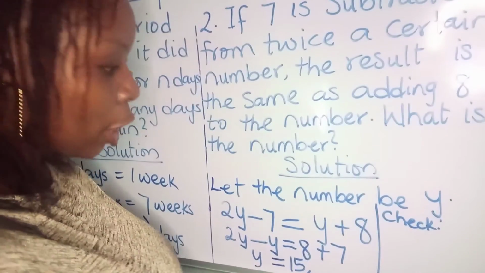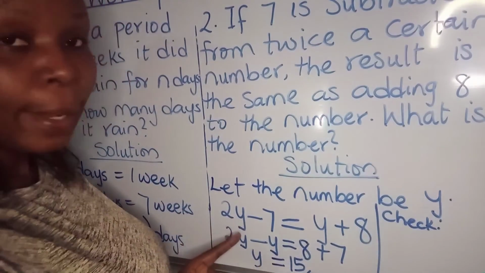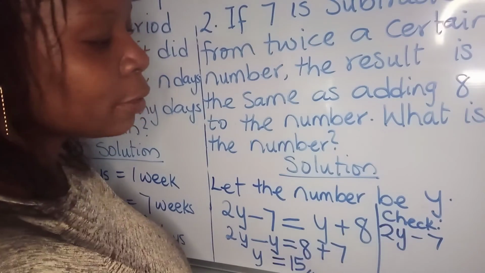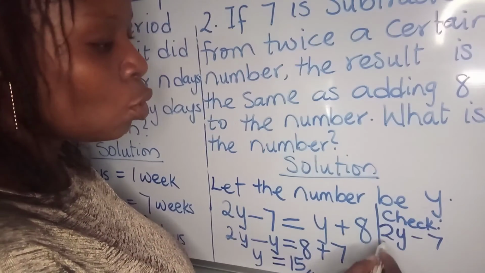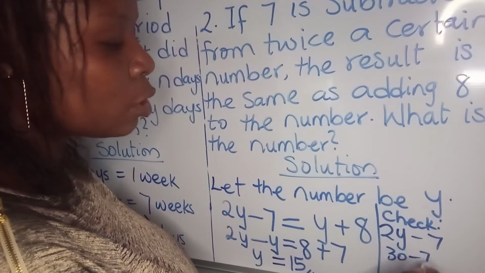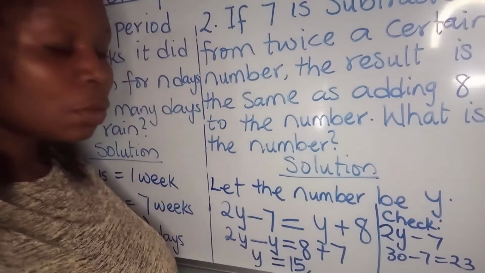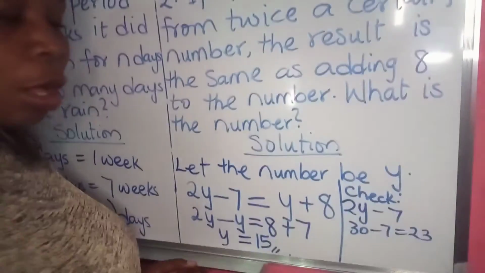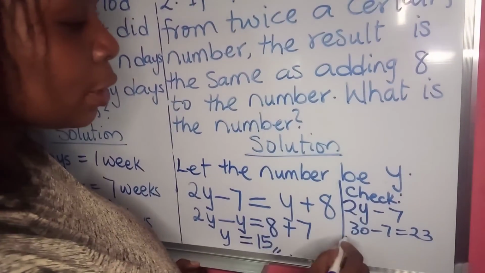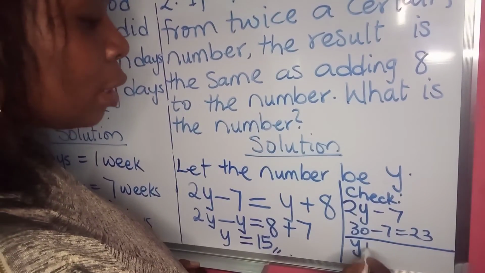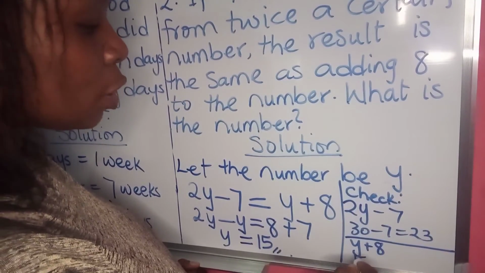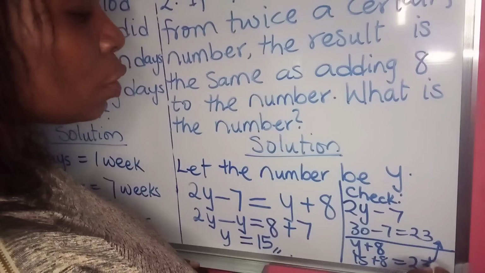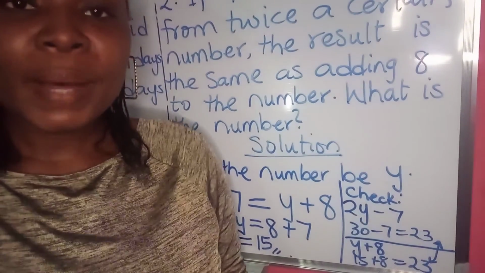Let's check it. We put y as 15 on this side alone first. This first side says 2y minus 7. Remember y is 15, so 2 times 15 is 30, minus 7, and that is 23. So this first side gives us 23. On this other side, it says y plus 8. Y is 15, so 15 plus 8 equals 23. So 23 on this side and 23 on this side means that the equation balanced, and it means that our answer is correct.